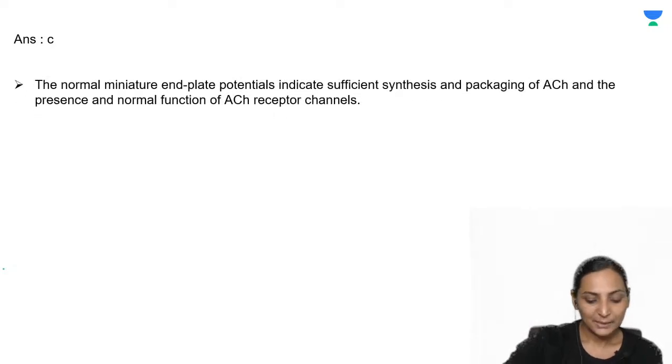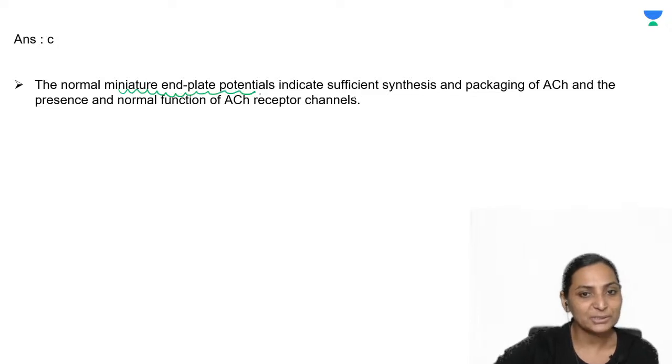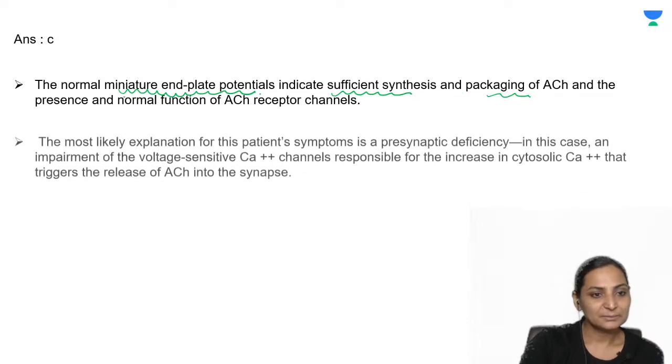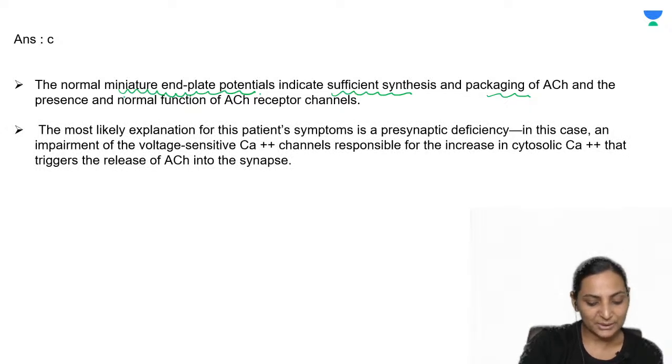So remember the miniature end plate potential. What is miniature end plate potential? It is insufficient packaging of acetylcholine. The most likely explanation in this case is definitely a presynaptic deficiency, impairment of the voltage sensitive calcium channels.